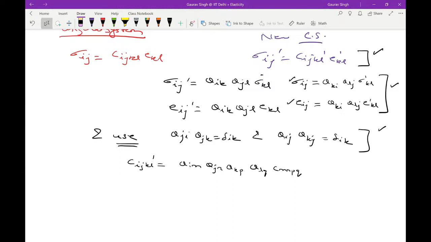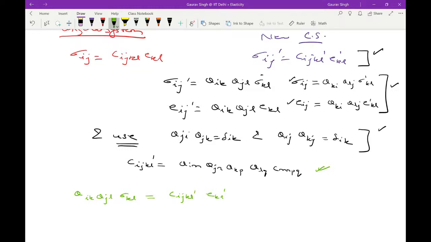Okay, so Cij dash is equal to Qik Qjl sigma kl, is equal to Cijkl dash Ekl dash. Now we want to arrive at this finally. So how can we do that? Sigma kl I think is something which we can play with.